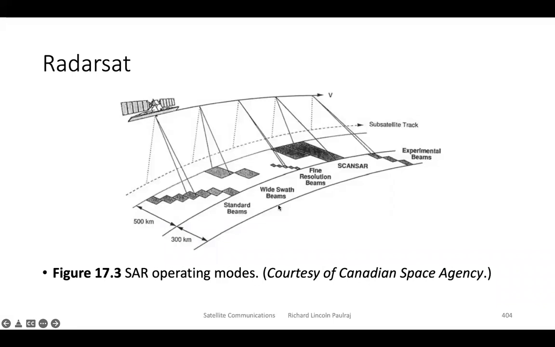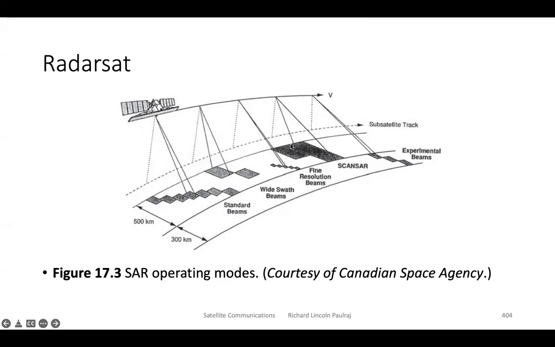Now let's say the satellite path is here. So these are going to be the standard beams, which are also called spotlight beams. So it can track this much of area. And this is in the 500 kilometer range. And this is 300 kilometers. And next, say I need a wide beam. So you can see that the area covered is higher. Next, I need a fine resolution, which is much smaller than standard beams. Then again the distance changes.